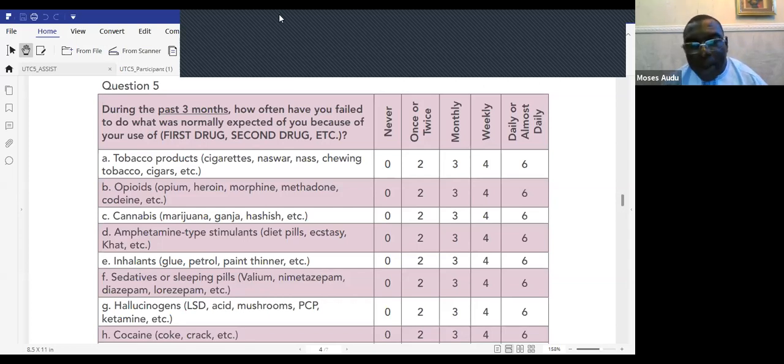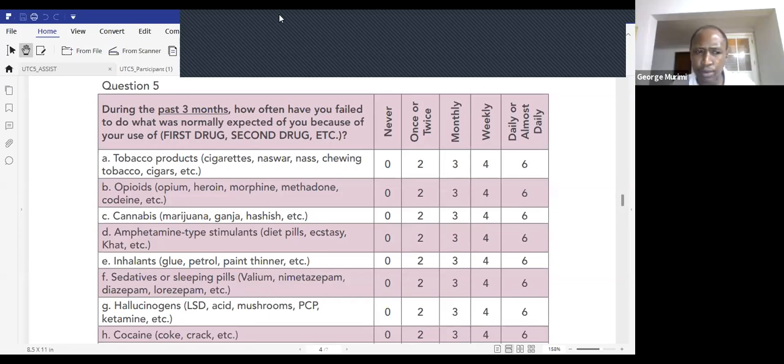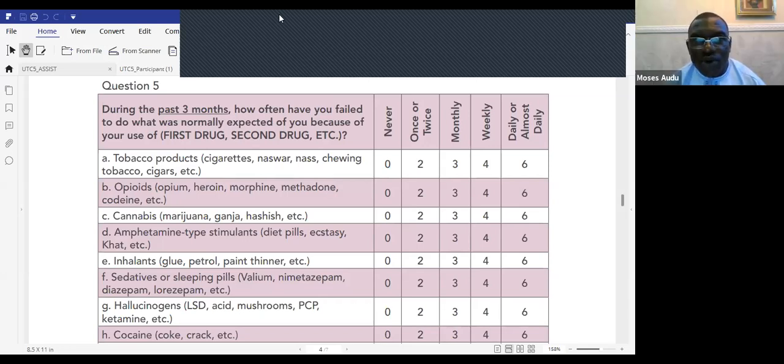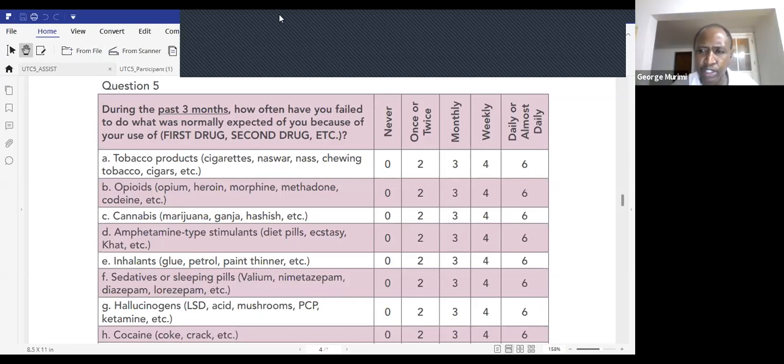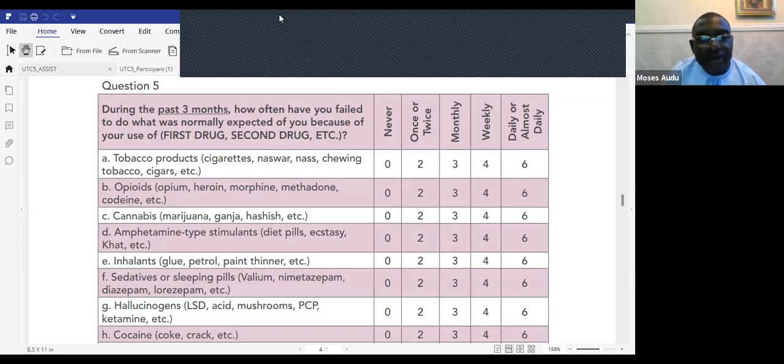What about with opioids in the past 3 months, where you think you failed to do what was normally expected of you because of your use of opioids? Have you? No, because consumption is so minimal. No problem so far. You have not overdosed yourself and failed to go to work or do any of that in the past 3 months? No, the consumption is very casual. Very casual, very minimal, right, and in safe settings. Oh, thank you, George. Thank you very much.